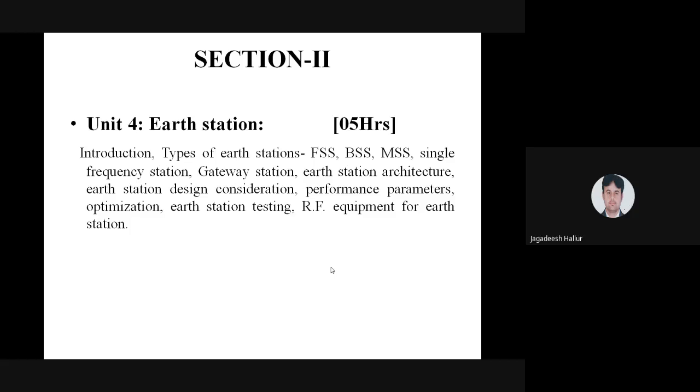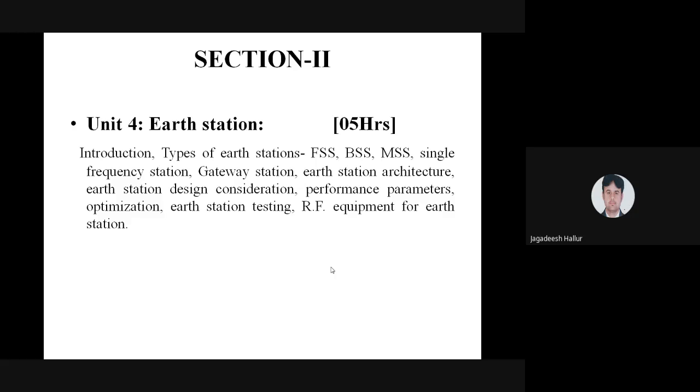Some of the frequency bands we have seen previously are C band, Ku band, and Ka band. What is the frequency band for C band? That is 6 by 4. 6 is your uplink frequency and 4 is your downlink frequency. Now what is the Ku band? That is 14 divided by 12. 14 is your uplink and 12 is your downlink. And Ka band is near about 34 divided by 20, I think, for uplink frequency and downlink frequency.